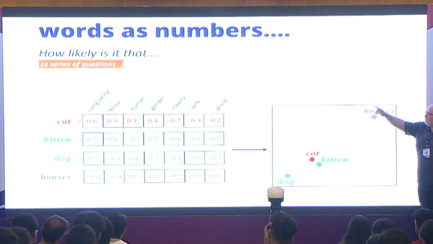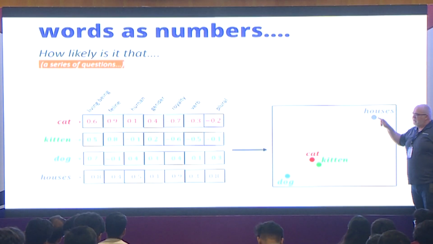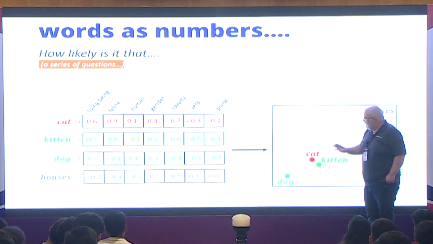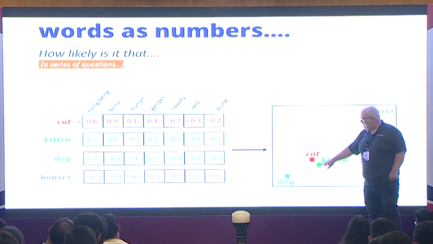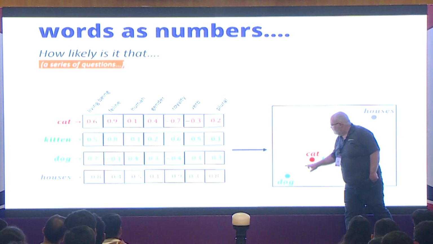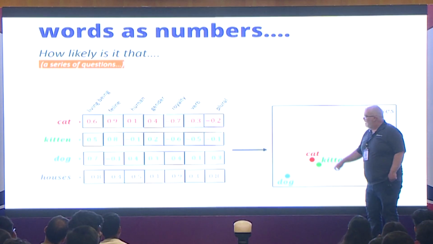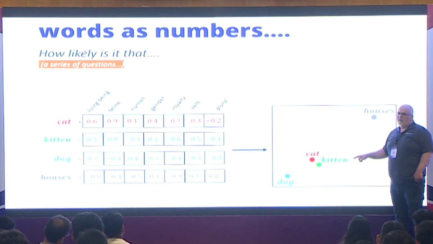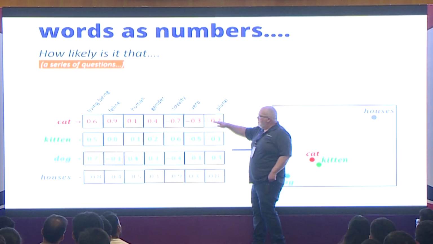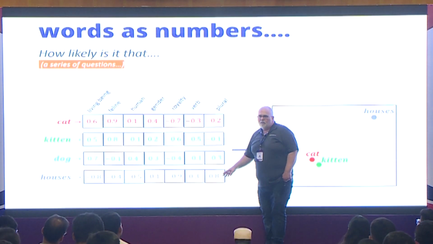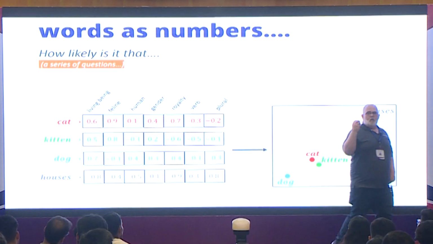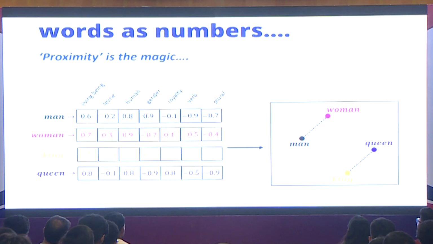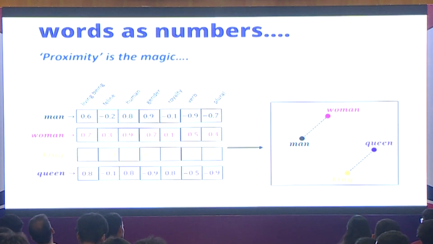Getting the average of the questions allows us to position them on a graph. And if we've asked the right questions, then we know that cat is going to be close to kitten. Cat is going to be at a certain distance from dog, but house is going to be way different from those, okay? Why? Because of the numbers. The numbers allow us to manipulate where something is in a hyperspace. Now, the proximity is magic.